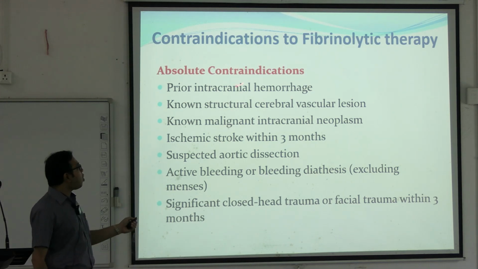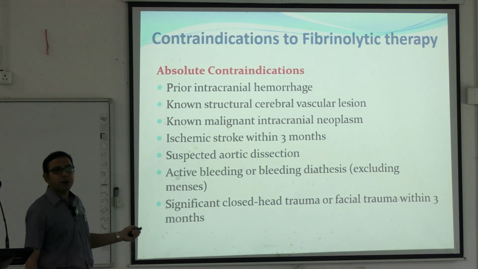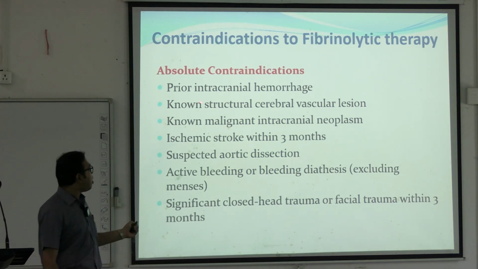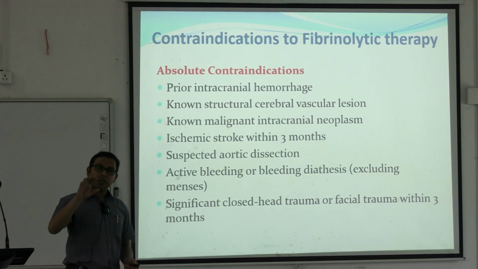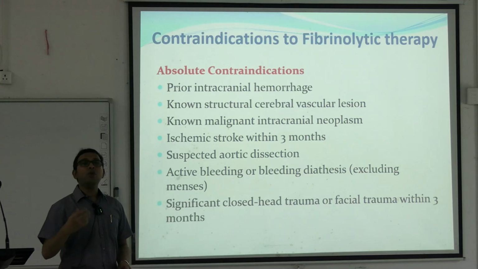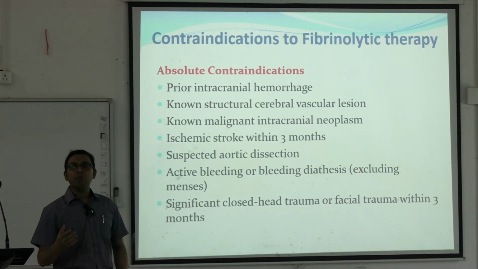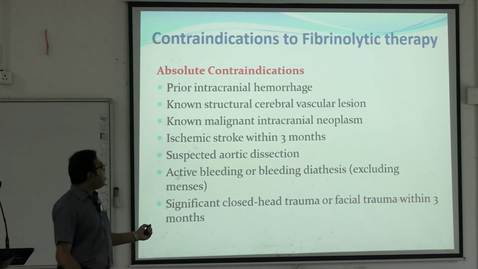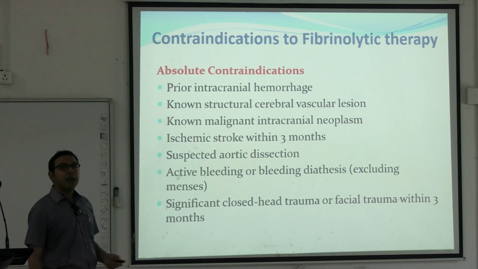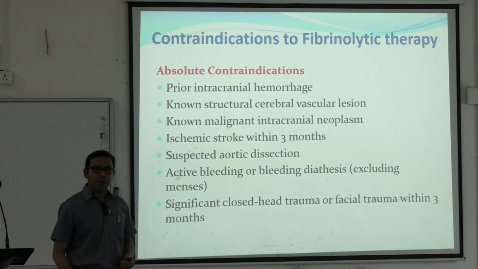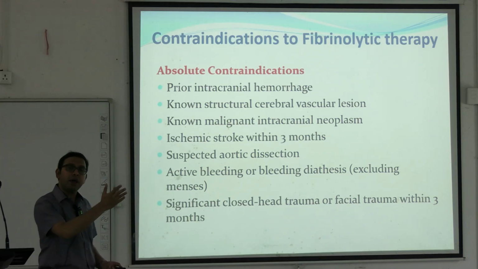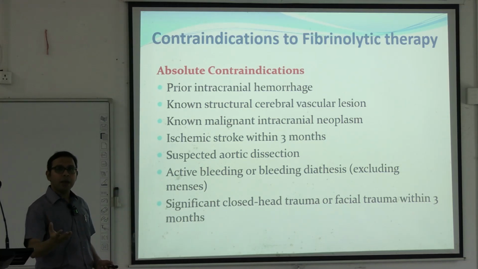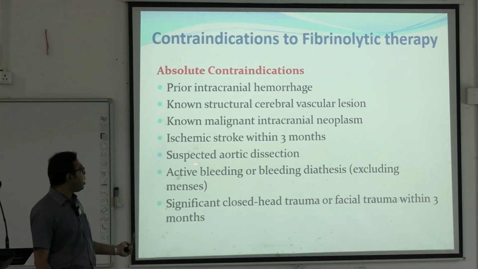There are some absolute contraindications, like if there is some prior intracranial hemorrhage. Already you have seen, if there are known structural cerebral vascular lesions like aneurysm, berry aneurysm, there is more chance of bleeding. If there is a known malignant intracranial neoplasm, again there is more chance of bleeding. Ischemic stroke within 3 months: if there is any history of ischemic stroke and we give this, there is more chance of intracranial bleeding.